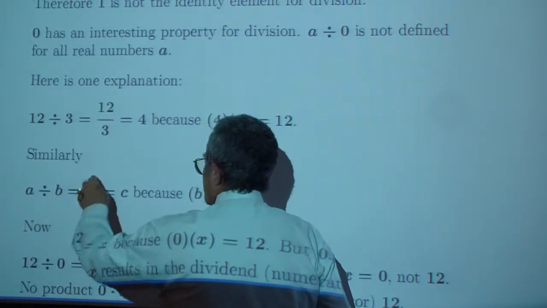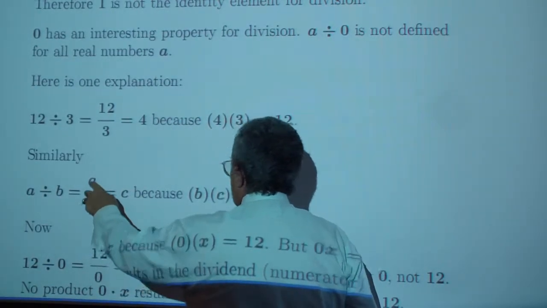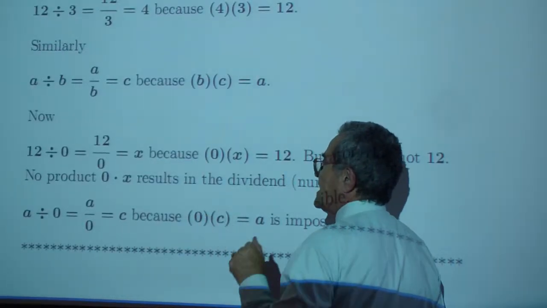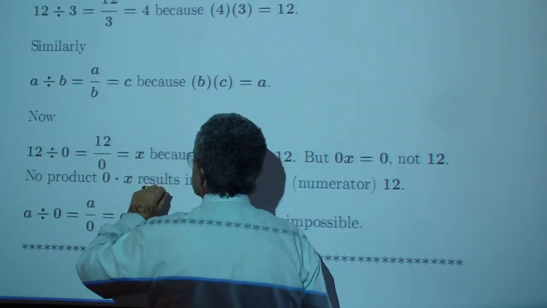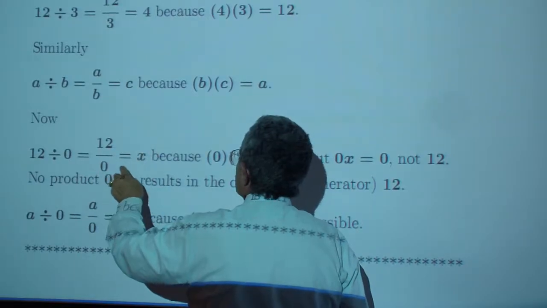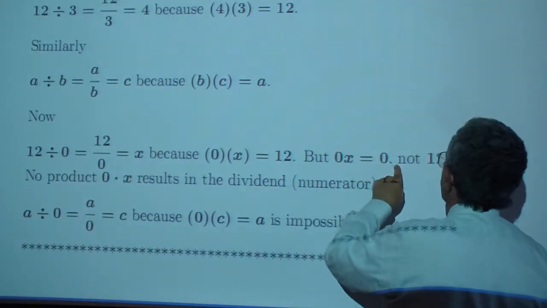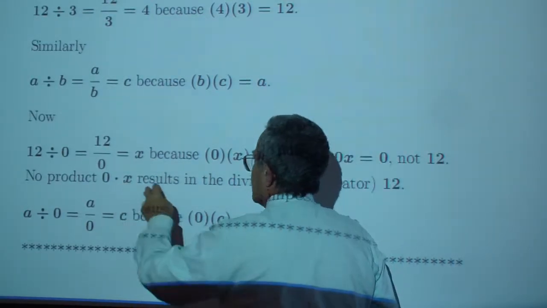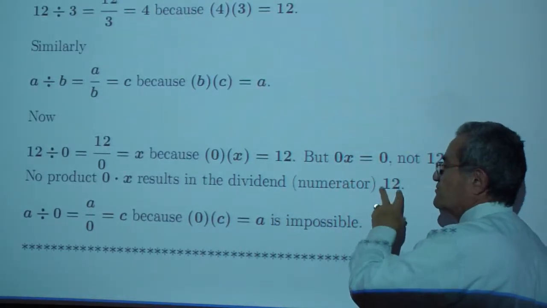Similarly, a divided by b, which is a over b, is equal to c, because b times c is equal to the numerator a. Now apply that to 12 divided by 0, 12 over 0, which is x. And 0 times x must be equal to 12. However, 0 times x is 0, not equal to 12. No product 0 times x results in the dividend, the numerator being 12.